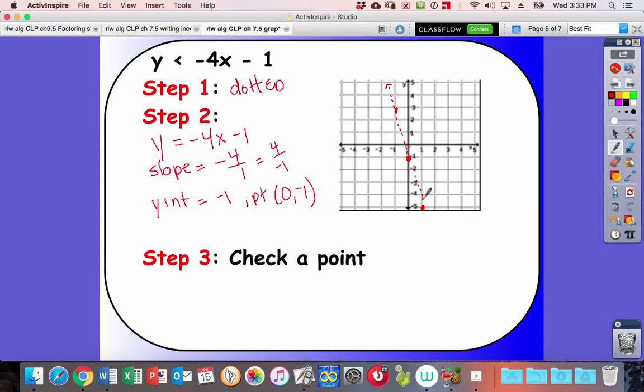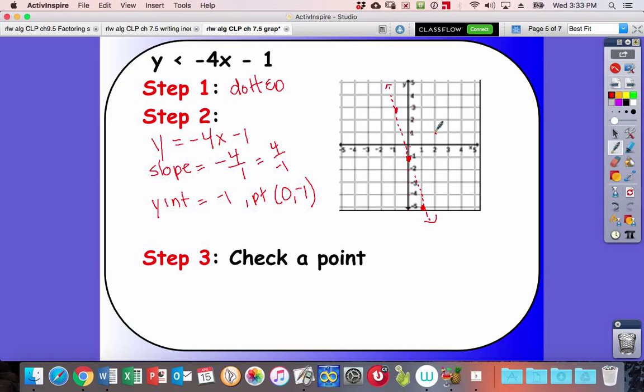All the way down here. Okay, I got my boundary line. Now I want to know what region to shade. So I'm going to pick a point anywhere over here or over here, but I don't want it on the line. So I can just randomly pick a point.